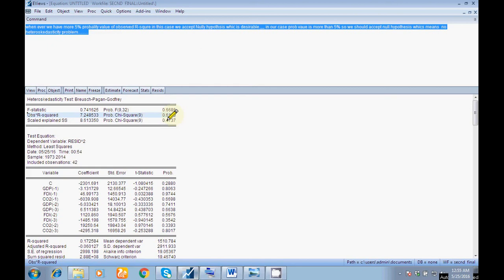So guys, I hope you enjoyed. Whenever you need to run a Breusch-Pagan test, and if you don't find the option for the Breusch-Pagan test, you can go to Proc and make an equation from the variables, run a simple regression, and you will find the same option.